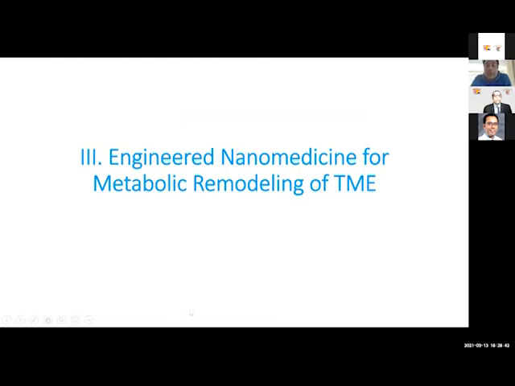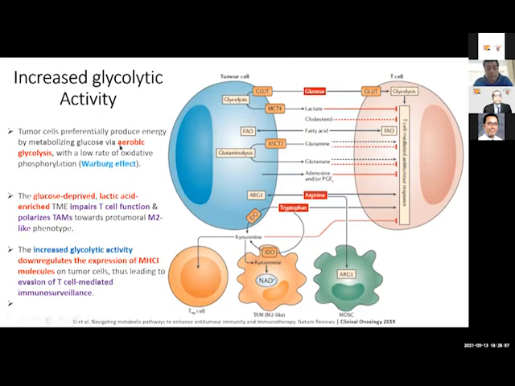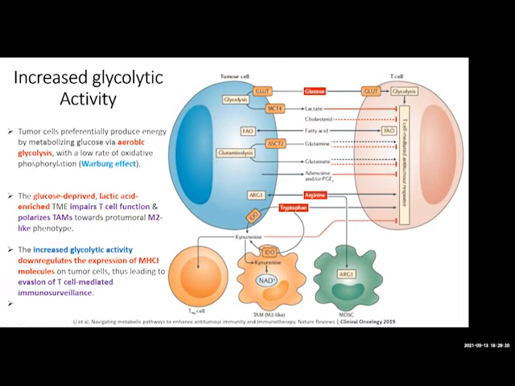Another approach of how to make the nanomedicine reprogram the tumor microenvironment to enhance the efficacy of cancer immunotherapy is by metabolic remodeling. Of course, the cancer cells utilize high amounts of glucose by aerobic glycolysis, or what is called the Warburg effect, to produce energy and produce a lot of lactic acid or lactate. Actually, the glucose-deprived, lactic acid-enriched tumor microenvironment can impair the proliferation and function of T cells. So this will result in reduced response to immune checkpoint inhibitors.